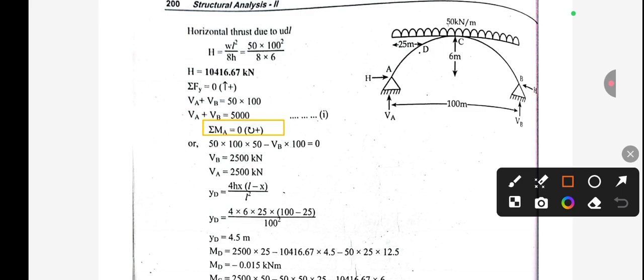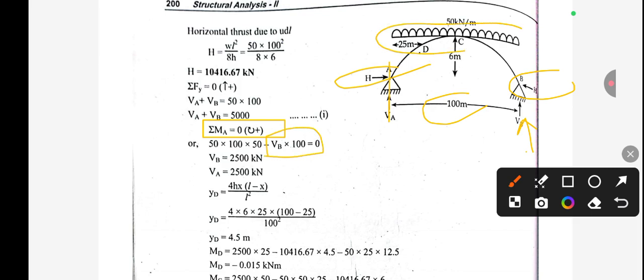So moment about A equal to 0. From section A you can see this load is anti-clockwise. For the calculation of moment we need to remove these two values. Horizontal thrust we don't need to take into consideration, we have to just take the reactions. So this VB is acting anti-clockwise, so VB into 100, taken as minus because anti-clockwise is minus.